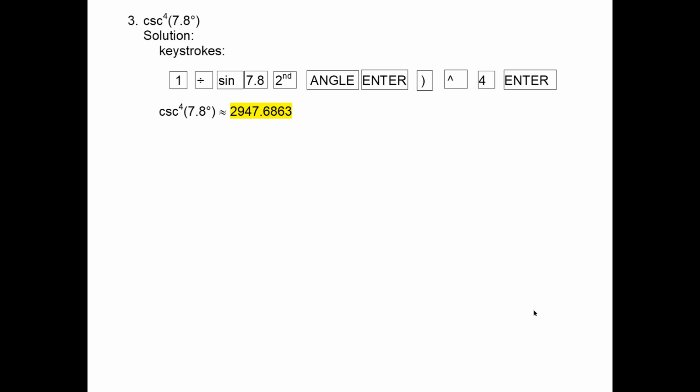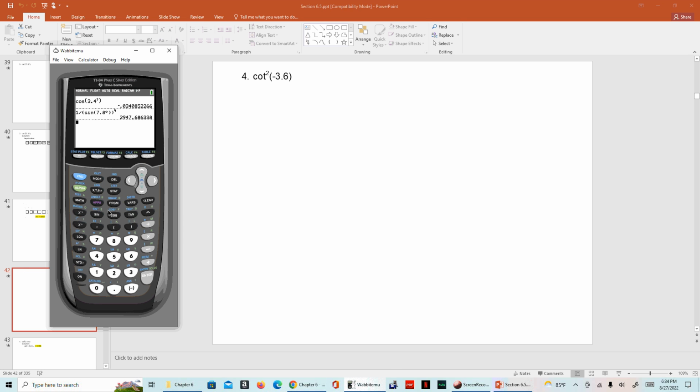Now again, be sure you can use your calculator correctly. It's a shame to get calculator problems wrong. Cotangent squared of negative 3.6. So let's see. I do 1 divided by, open parentheses, tangent, negative 3.6, close what I opened, raised to the 2nd power, if you want to hit the x squared for each choice. So 4.1066.